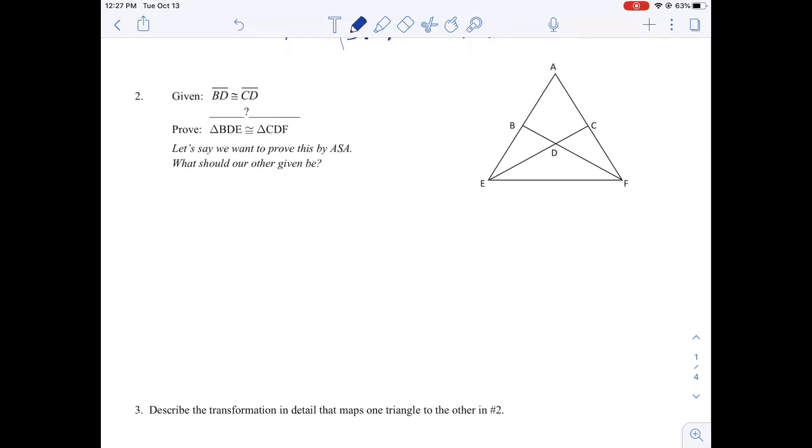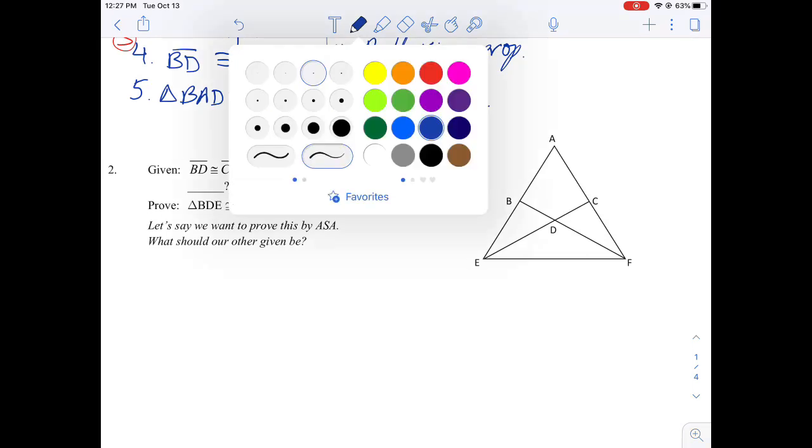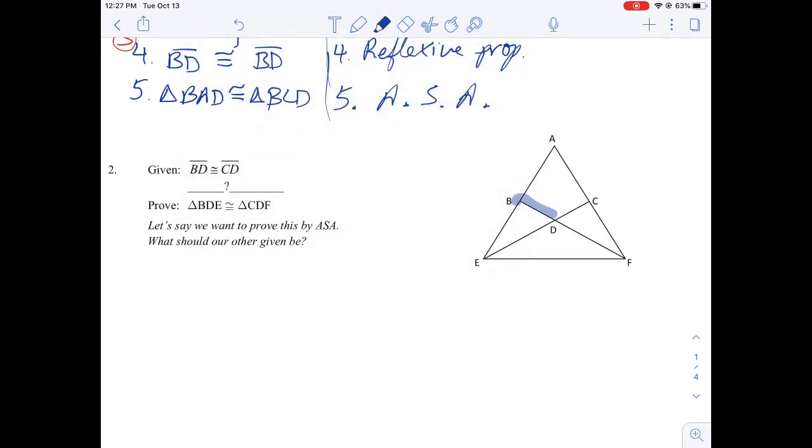And this picture is kind of funky, but let's see which triangles they're talking about. They're talking about BDE. So let's mark that. Here's triangle BDE. It's this wing triangle. And then here's triangle CDF, this purple triangle. All right. Now, looks like we're missing a given. Okay, so it says, let's say we want to prove this by angle, side, angle. What should our other given be?